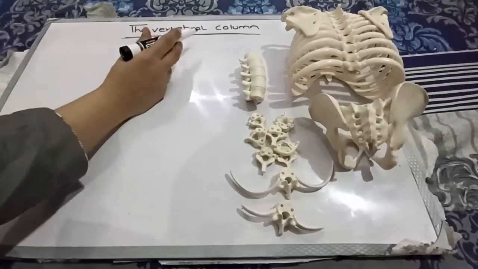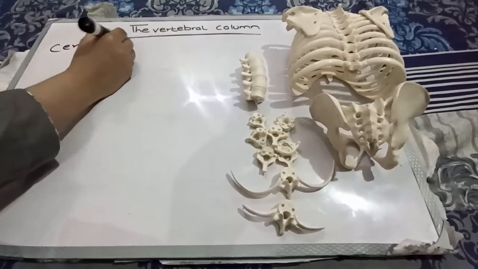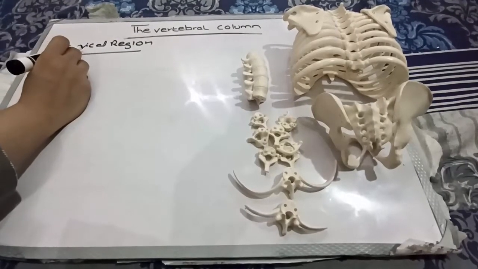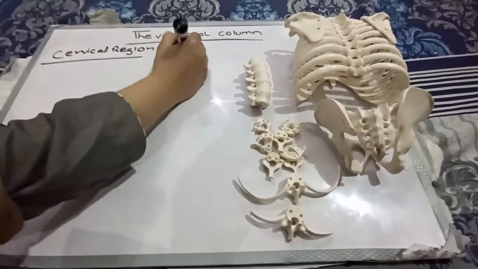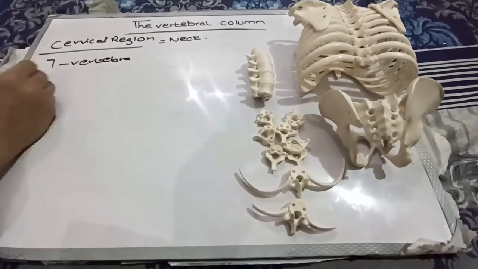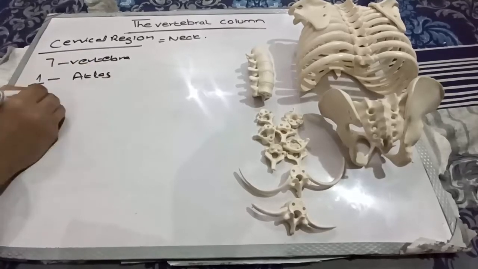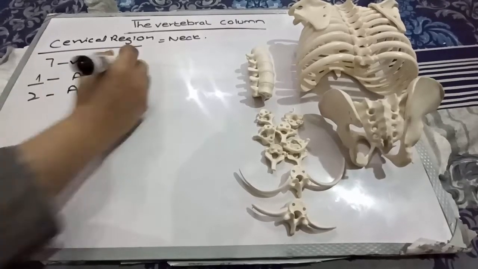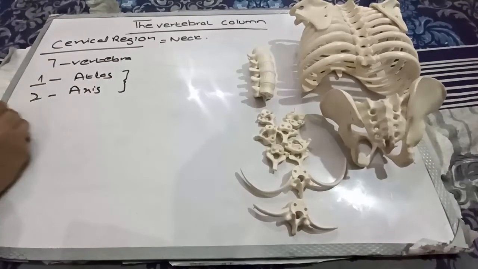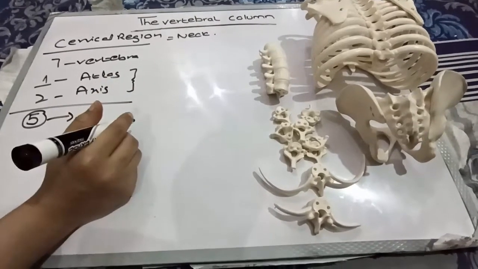The first region in the vertebral column is the cervical region. As we have discussed earlier, it is composed of cervical bones which lie in our neck. These are 7 vertebrae. The first vertebra is called the atlas, and the second vertebra is called the axis. These are 2 exceptional vertebrae. Except for these 2, the other 5 vertebrae of the cervical region have similar characteristics.